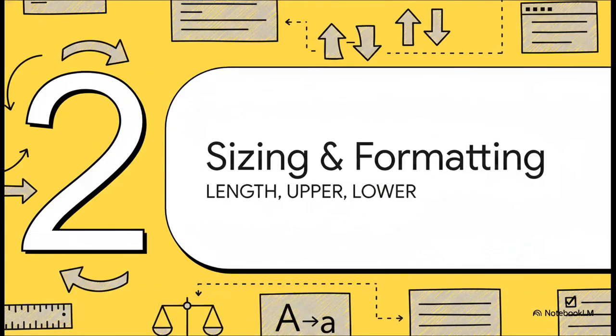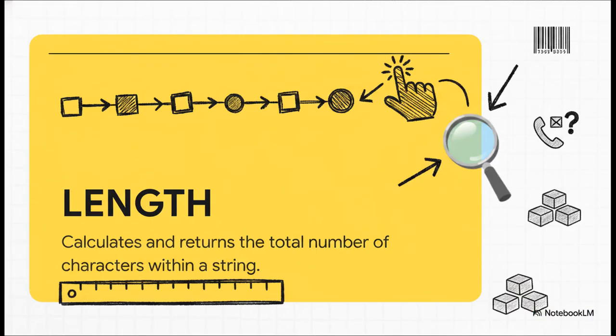Section 2. Sizing and formatting strings. We'll be looking at length, upper, and lower. All right, so these functions are basically your first line of defense to understand the scope of your data and to standardize exactly how it looks across the board.